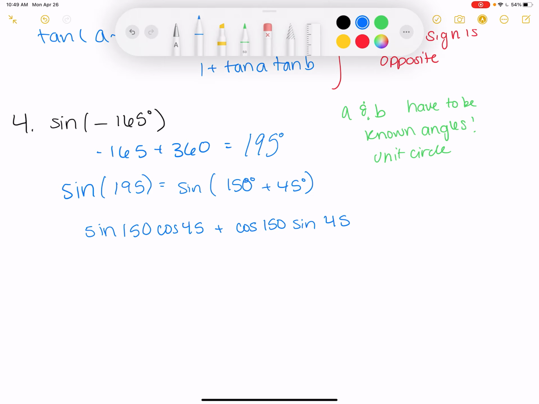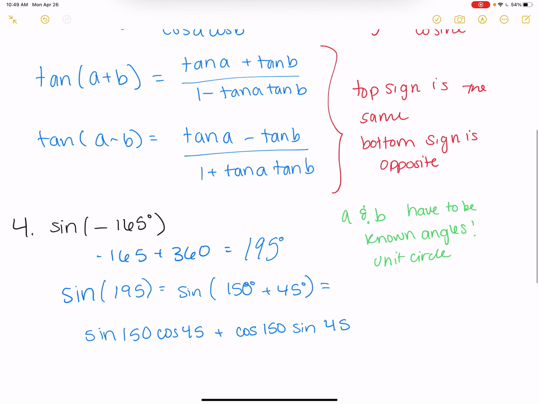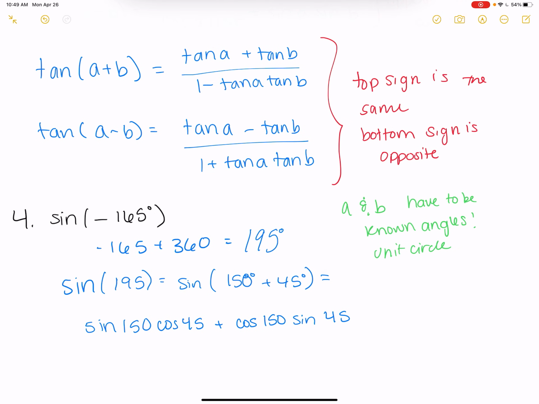Okay, so this is from the formula here. So this is the sine of A plus B. So sine of A, cosine of B, plus cosine A, sine B.